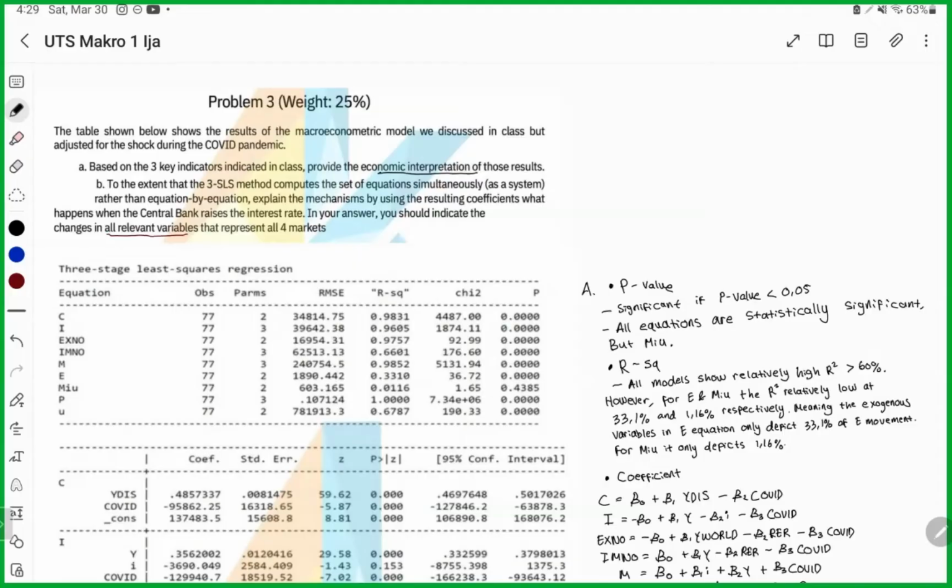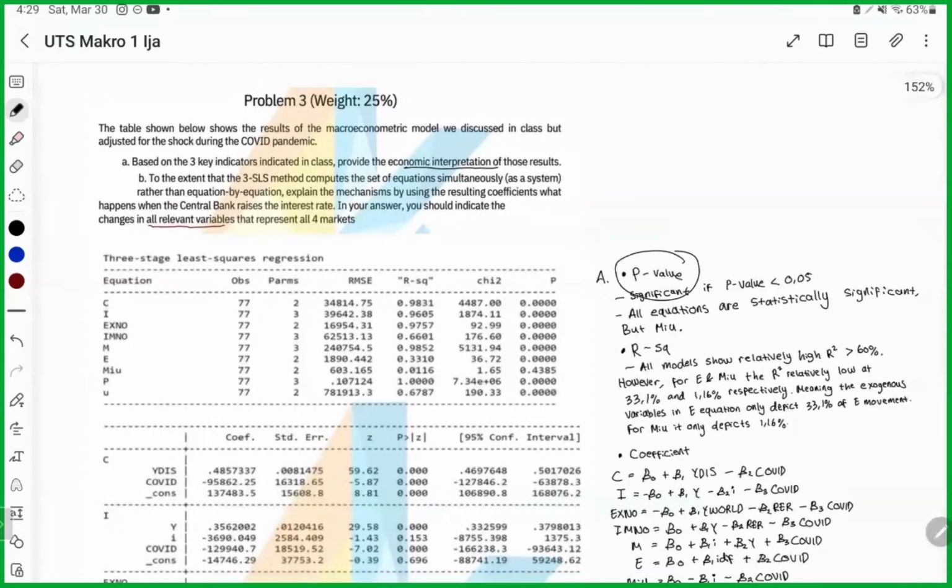Anyway, let's continue. In problem three, question A is based on three key indicators indicated in class, providing the economic interpretations. So what are the three key indicators? These three key indicators are p-value, R-square, and coefficient. From p-value, well, I'm assuming that you already know p-value and R-square because you took a statistics class, right?